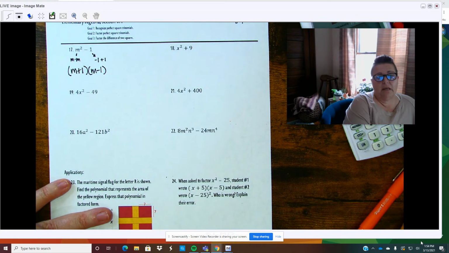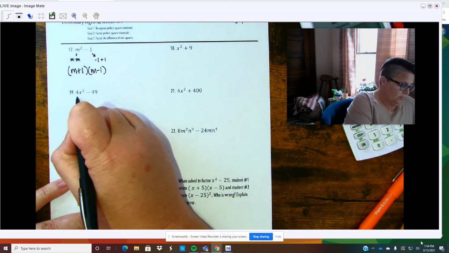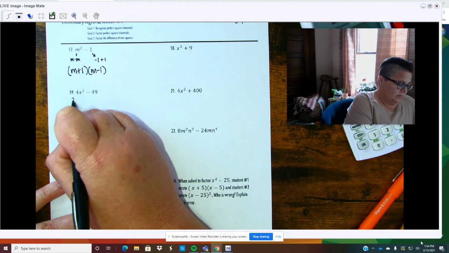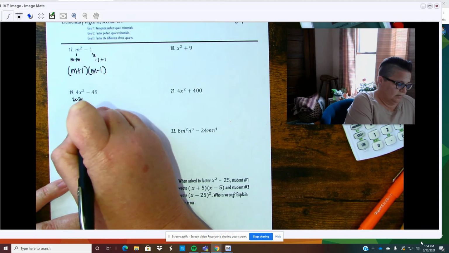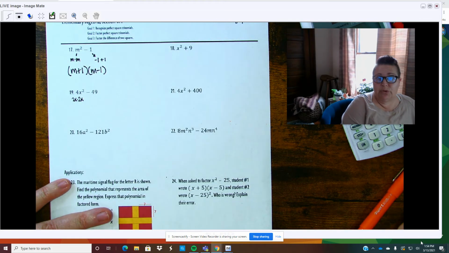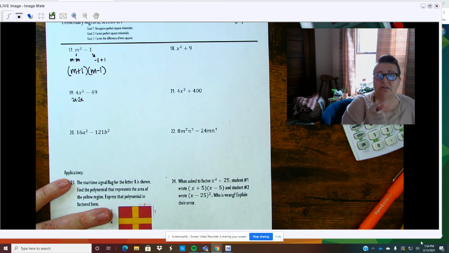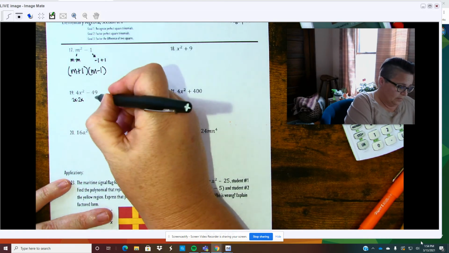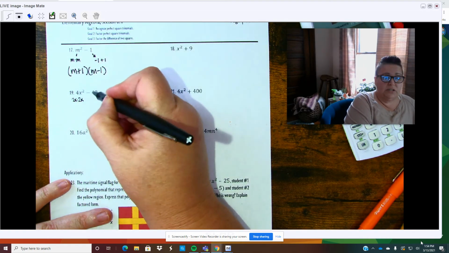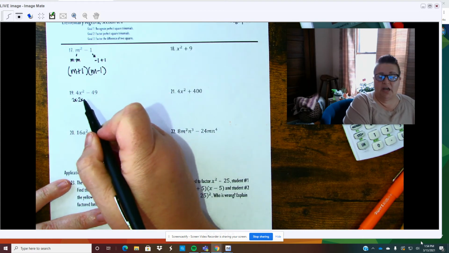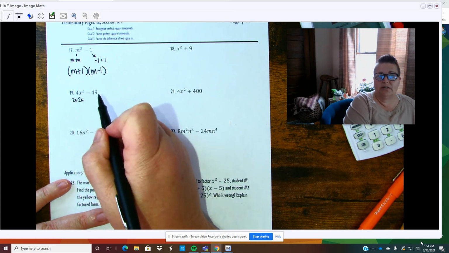Okay. If I have number 19, 4x squared is indeed 2x times 2x. Oh, it's only two terms. When it's only two terms, I know that it is possible to use the difference like this. I know it's possible to use this pattern. That's my cue, or my key, to looking to see if this pattern will fit. All right, so because it's only two terms, I will then check the difference of two squares.